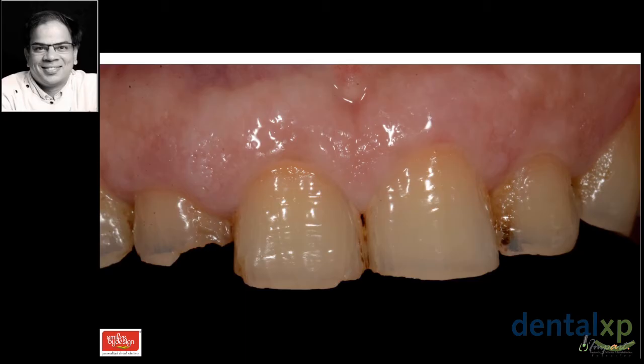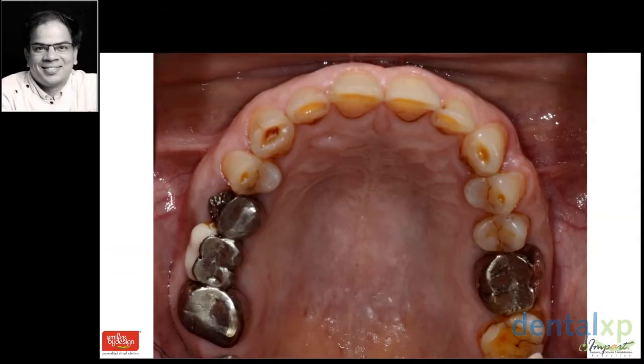This is the upper arch, and when I look at the upper arch, from the upper premolar to premolar, most teeth are treated, and otherwise there are faulty bridges. So I have no doubt that I need to restore the upper arch as well as the lower arch.